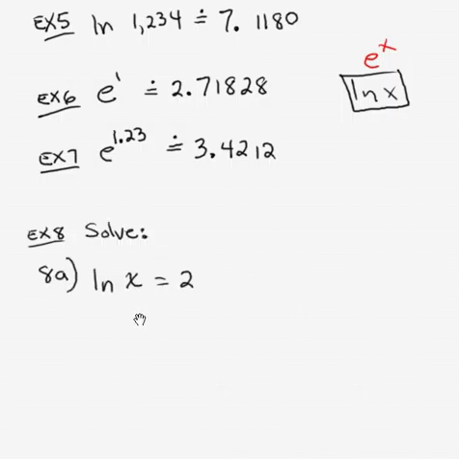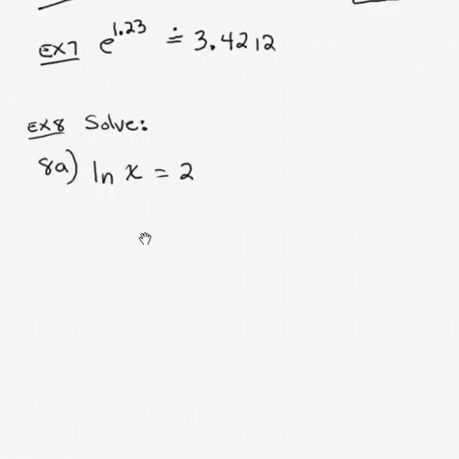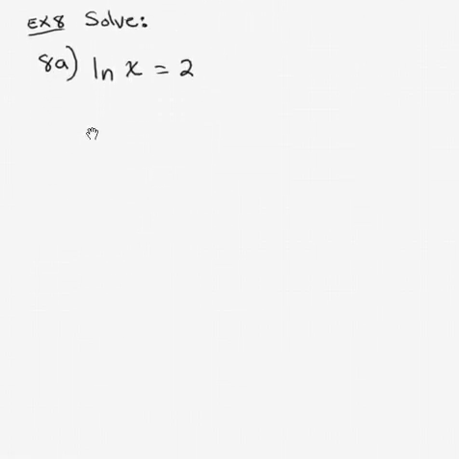All right, let's start solving some equations with natural logs in them. Solve the natural log of x equals 2. Now, what we're saying is there's some mystery number. We typed into our calculator, we took the natural log of it, and we got 2. What is that mystery number?